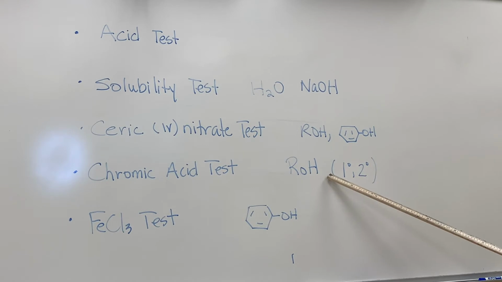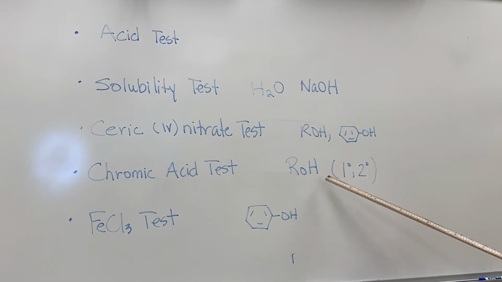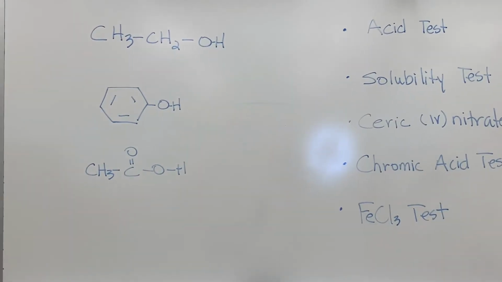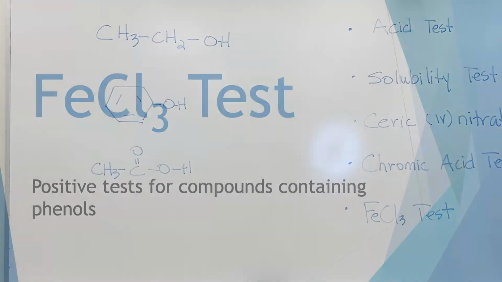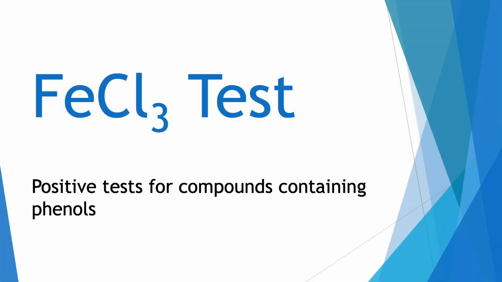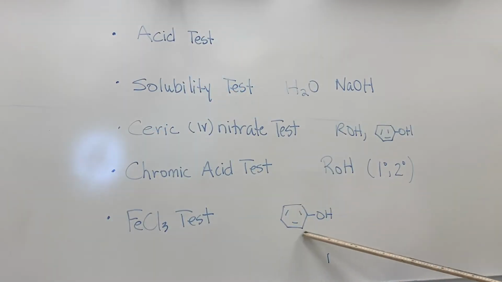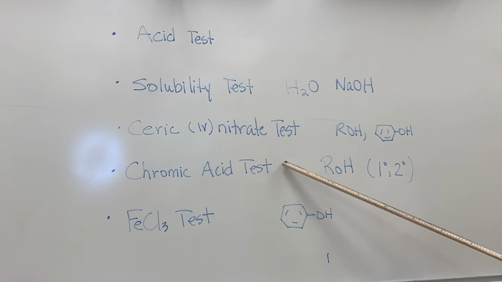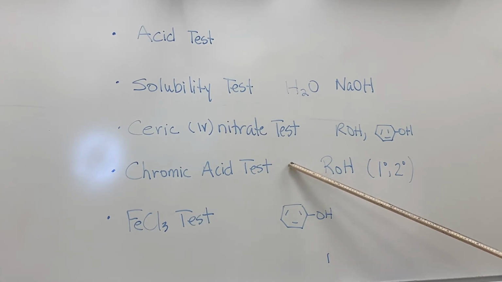The phenolic group, in order for an alcohol to be oxidized, it has to have a hydrogen attached to the carbon that's bonded to the OH group, and the phenolic group does not have that. And then the iron 3 chloride test, that is specific for phenolic groups. There's a color change there. Chromic acid, color change, formation of a kind of a blue-green precipitate.